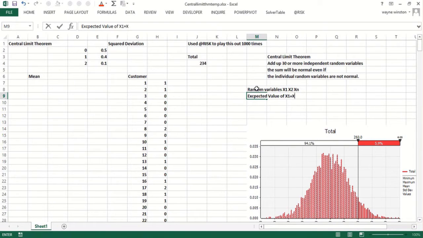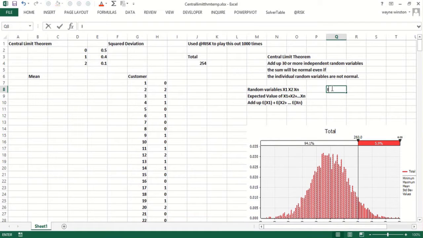So if you add up n random variables and you want to know on the average what you're going to get, just add up, let's use E for expected value, the expected value of x1, plus the expected value of x2, plus the expected value of xn.